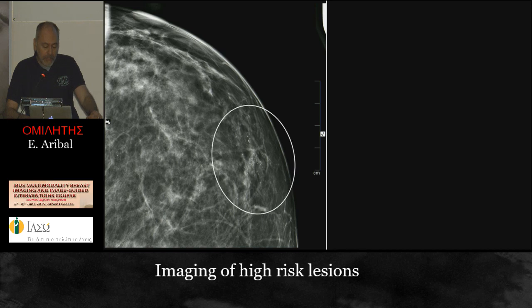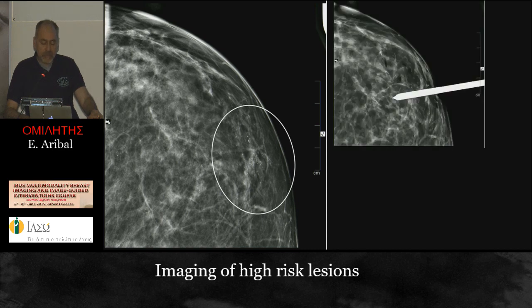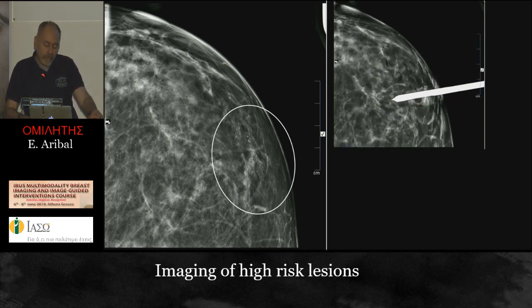Here is another case that we had. Here you see some pleomorphic calcifications, a segmental distribution. Here you see before and after the biopsy. Most of them are removed.